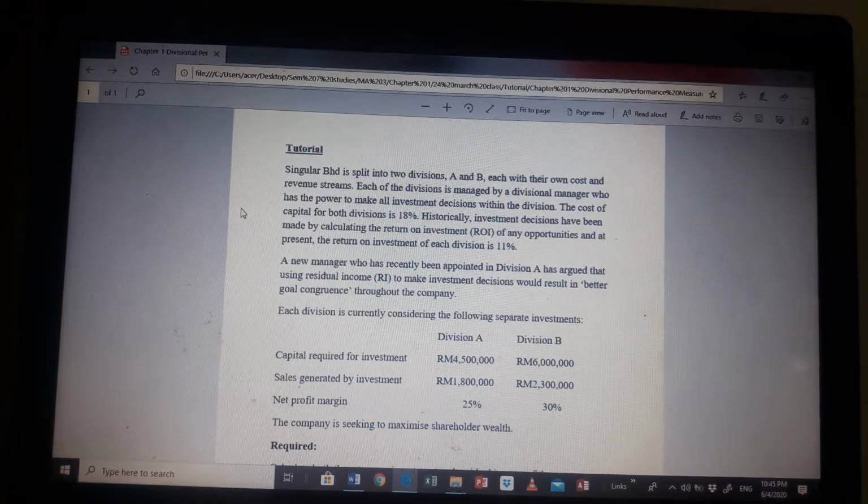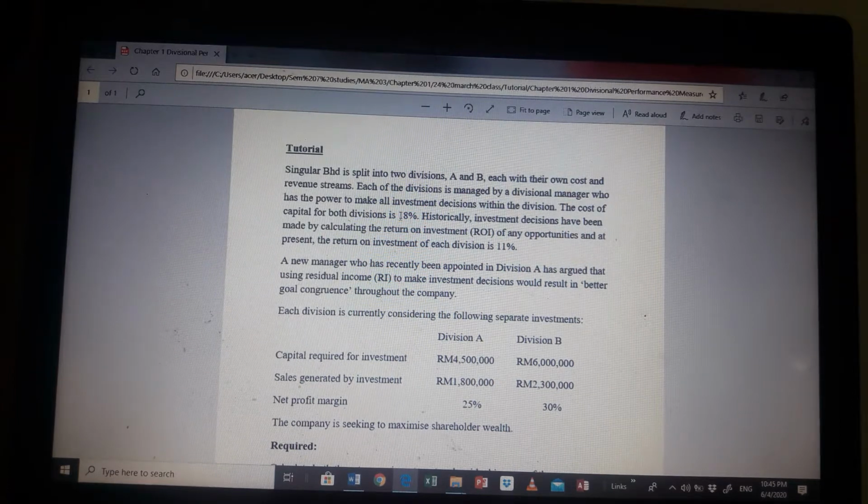Now, each of the divisions is managed by a division manager who has the power to make all investment decisions within the division. The cost of capital for both divisions is 8%, mind the typo. Historically, investment decisions have been made by calculating the return on investment, the ROI, of any opportunities at present, and the return on investment of each division is 11%.